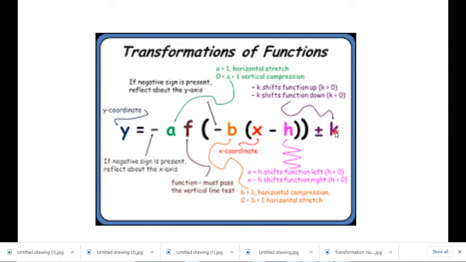And finally, k, we've talked a little bit about that this year. That shifts the function up or it shifts the function down. So you're going to be learning about each one of these things and what they mean in an equation.